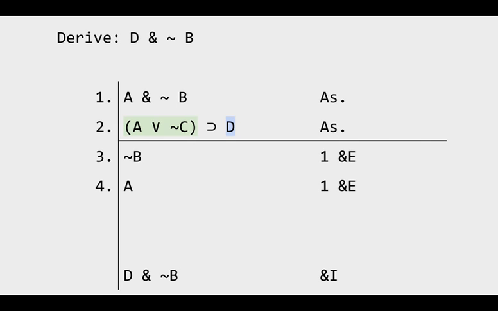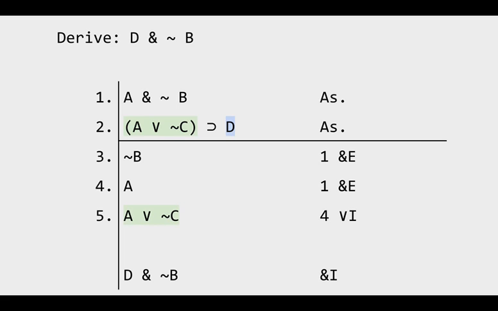We don't have that yet. Let's take out A at least and see what we can work with. So we took out A, line 4, another ampersand elimination again from line 1. Okay, well, there is a funny rule called wedge introduction or disjunction introduction. And there it is. You can actually add, using a wedge, whatever you want. In this case, we're going to go ahead and add what we need.